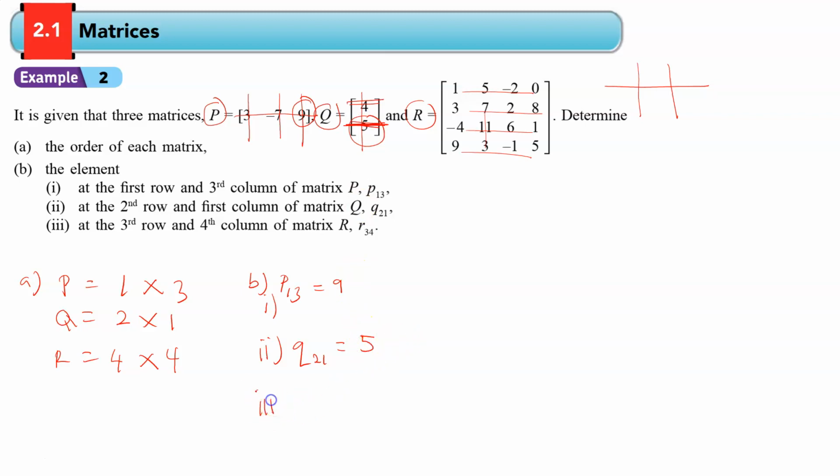Dan yang ketiga, dia minta R34. Third row, fourth column. So, third row, 1, 2, 3. Third row dekat sini. Fourth column, 1, 2, 3, 4. So, siapa dia yang 4? 1. So, untuk ini jawapan dia 1. Okey, ada masalah tak? Senang kan? Yang penting awak kena tengok, kita akan tengok row, then kita akan tengok column.